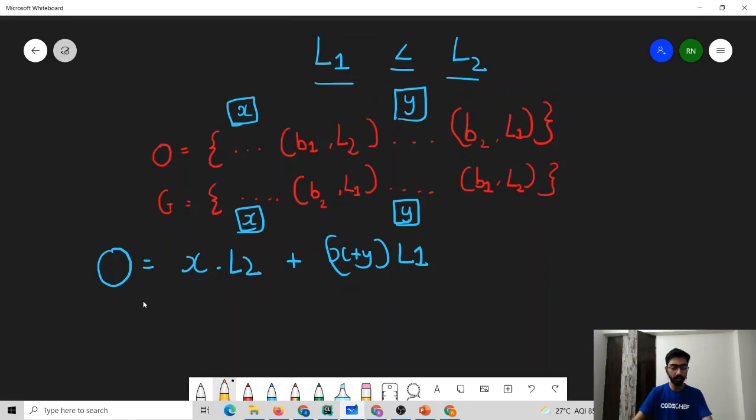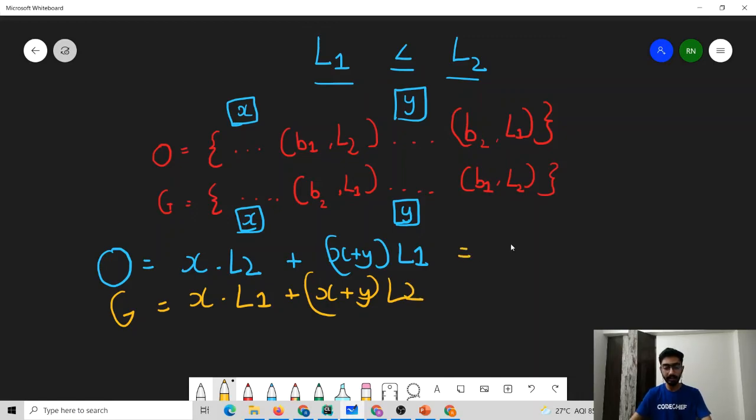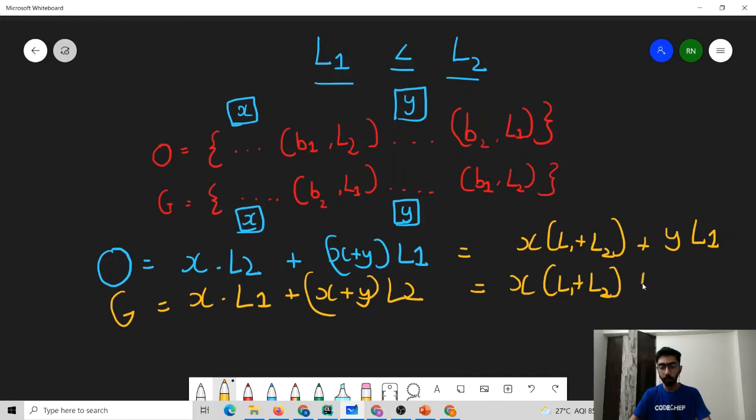Now let us see what our greedy strategy gives. Our greedy strategy will give X times L1 plus (X plus Y) times L2 because L2 is played later. Note that this is equal to X times (L1 plus L2) plus Y times L1, while this is equal to X times (L1 plus L2) plus Y times L2.